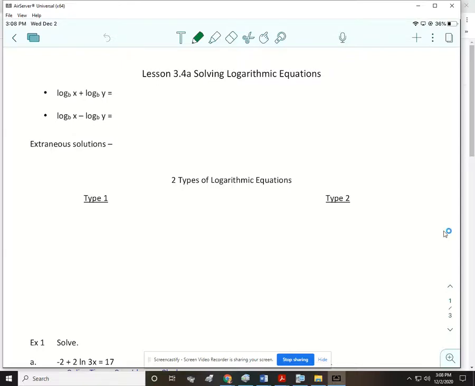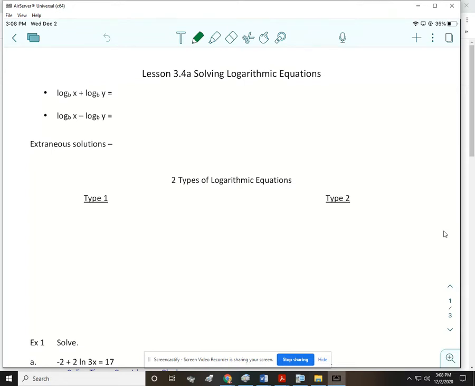Alright, so today we're going to learn about solving logarithmic equations. Before we do, we're going to do a quick review of the properties. It's important today that we can condense logarithms to one logarithm. So we're going to use the product property, but kind of in reverse.